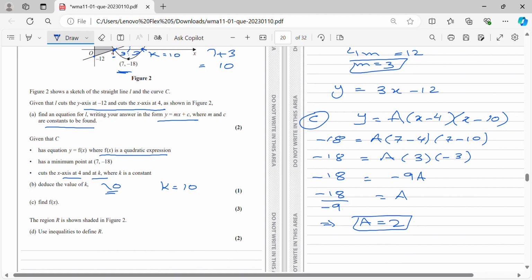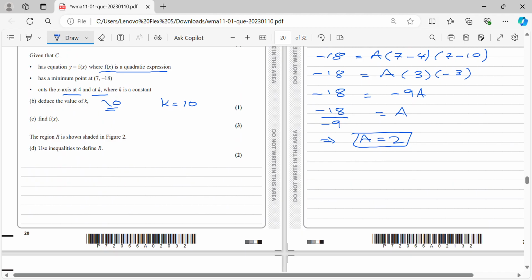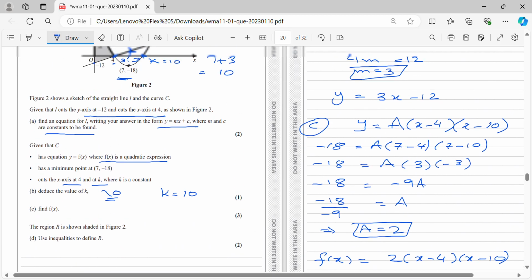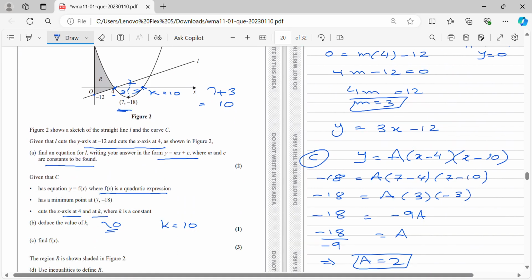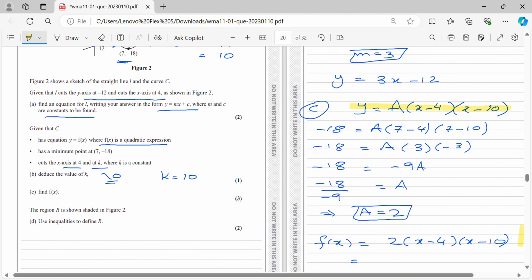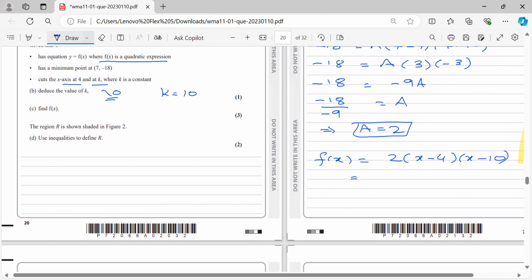It means that I can form f of x. So f of x, which is y, equals 2 times x minus 4 and x minus 10. I just replace the value of a here. So that's why I said, whenever you have to find a quadratic equation, always write it in this form, because I feel this is the easiest way to do it.